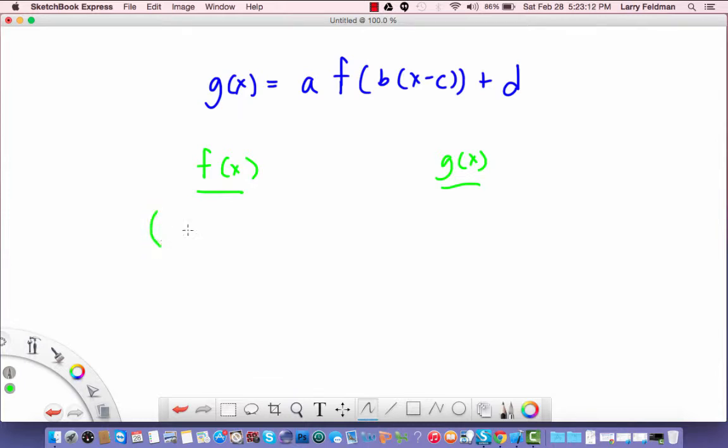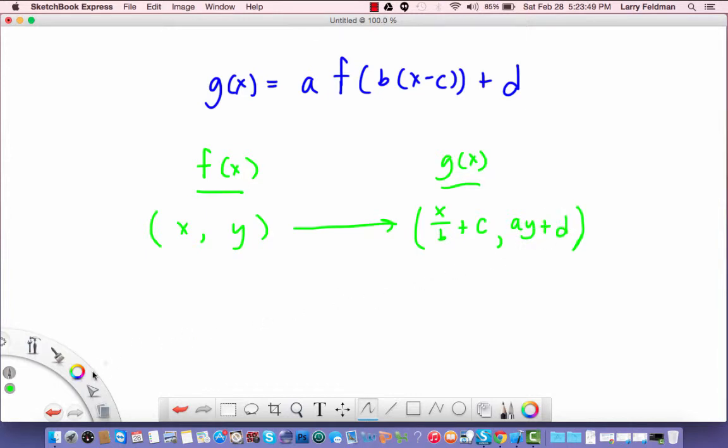So let's say you have a point on f of x that's x comma y. Where does that move to on g of x? Well, it turns out that there's a very straightforward and very predictable place where it moves. The expressions are a little bit lengthy, but I think after I explain them, you'll see where they come from. The x value moves to x over b plus c, and the y value moves to a y plus d.